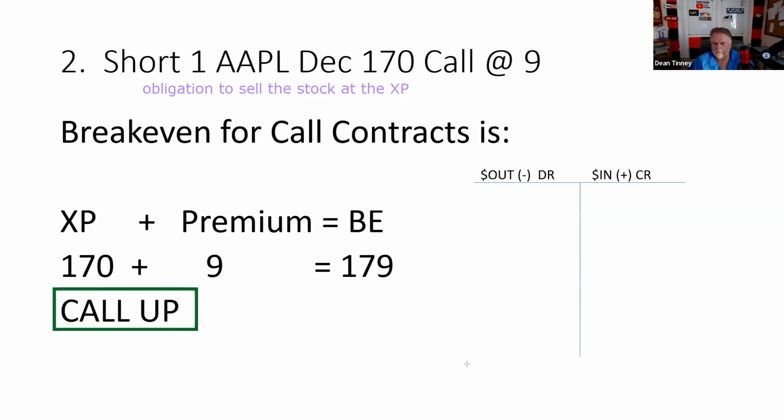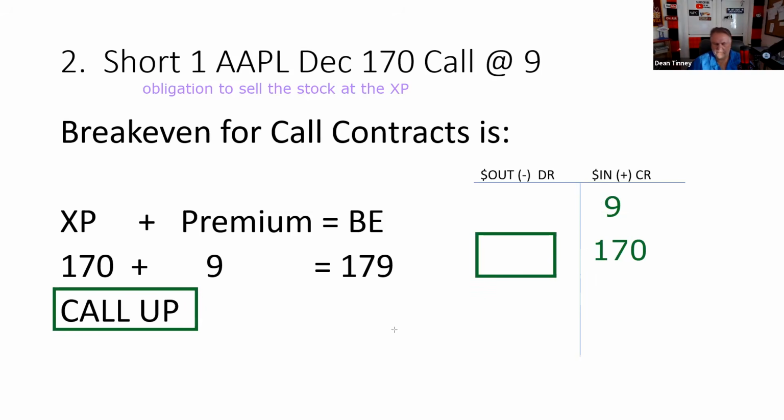Is that 9 points money out or money in? Yeah, it's money in. And you have an obligation to sell the stock at 170. And so, as we said, break even is the same money out as in. That's what break even is. Same money out as in.